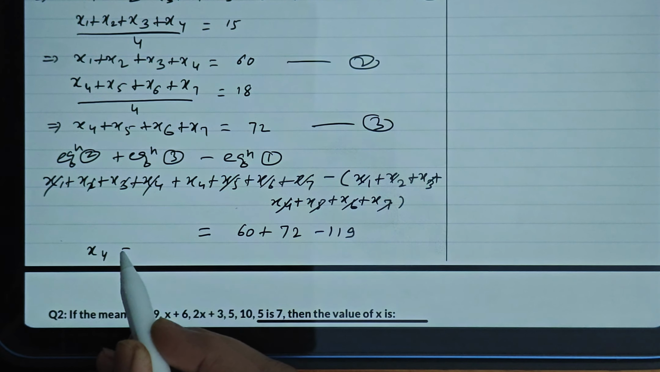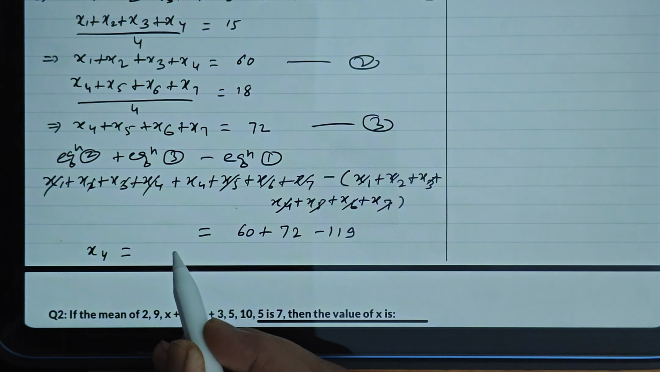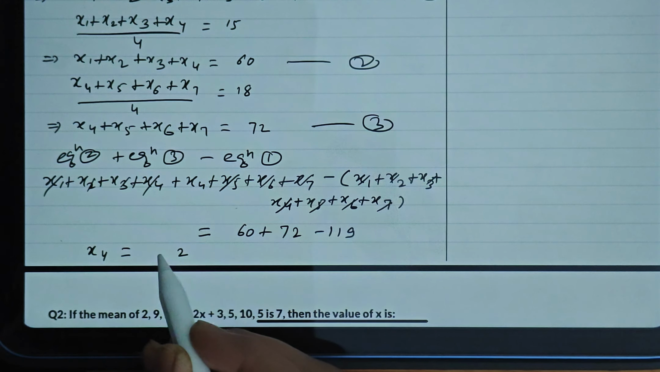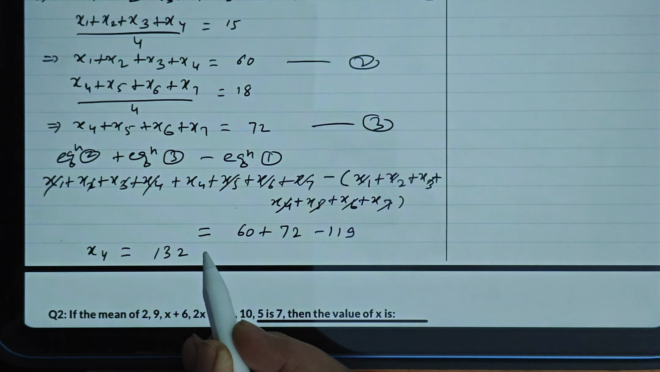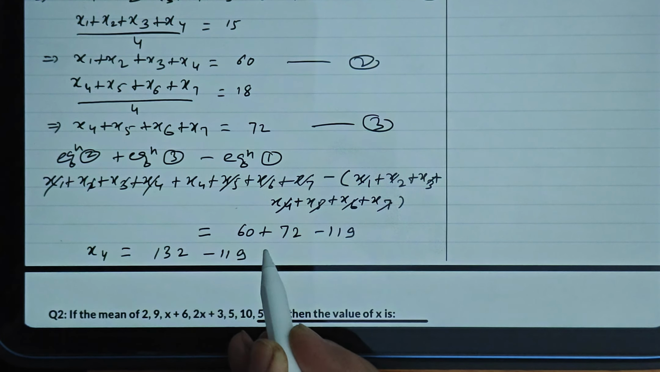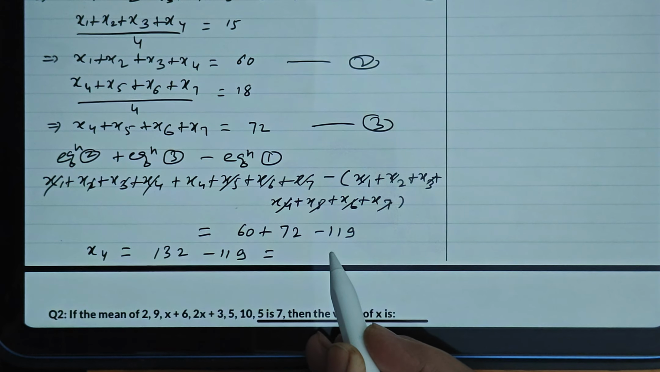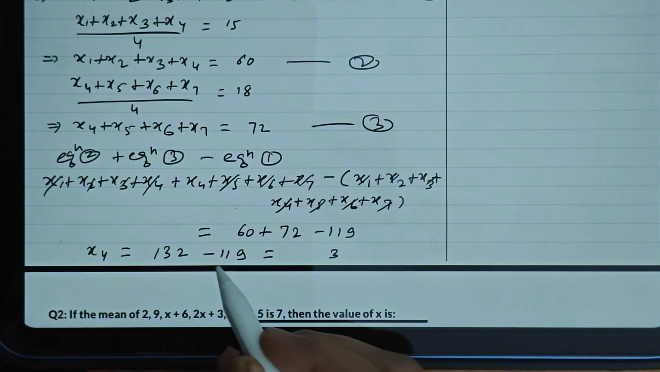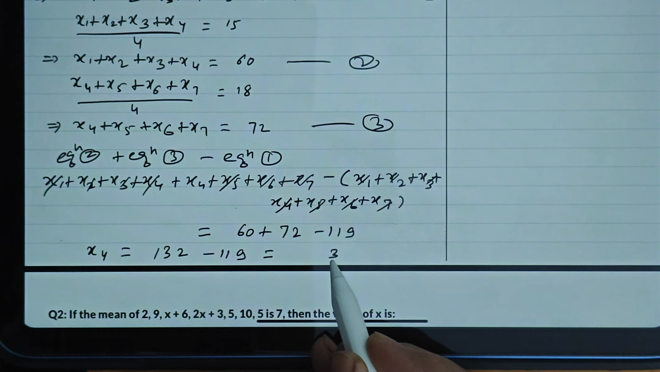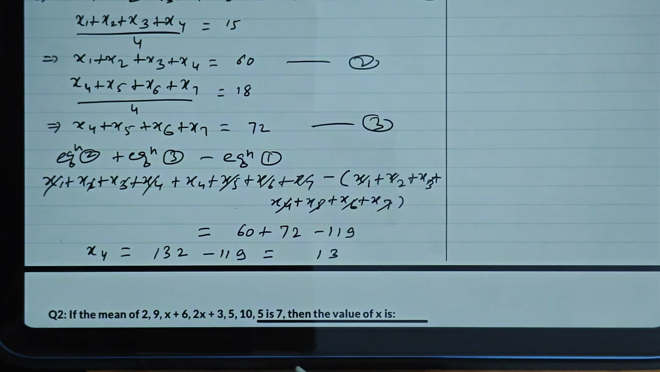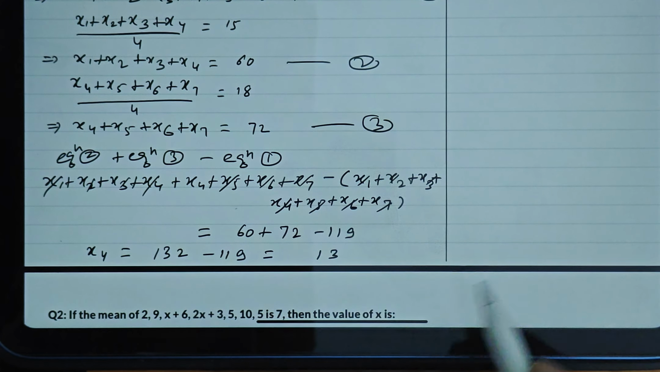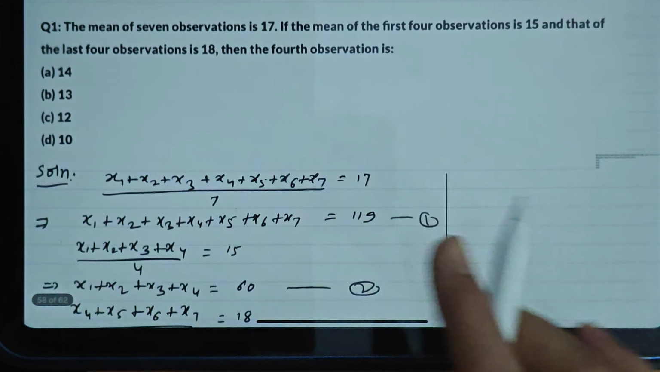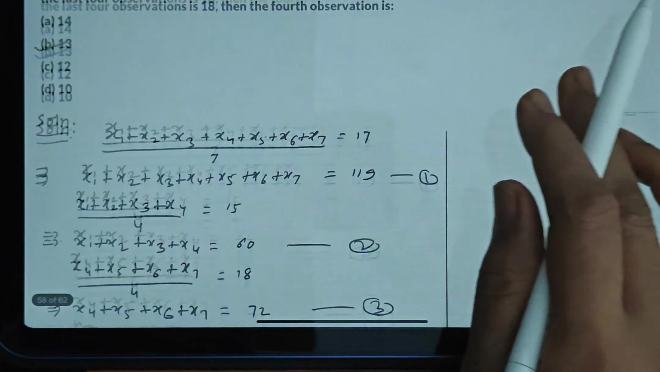x4 is equal to 60 plus 72, which is 132, minus 119. When you subtract 132 minus 119, 12 minus 9 is 3 and 12 minus 11 is 1, so 13. The fourth term is 13. Okay, so you can choose the option as 13.